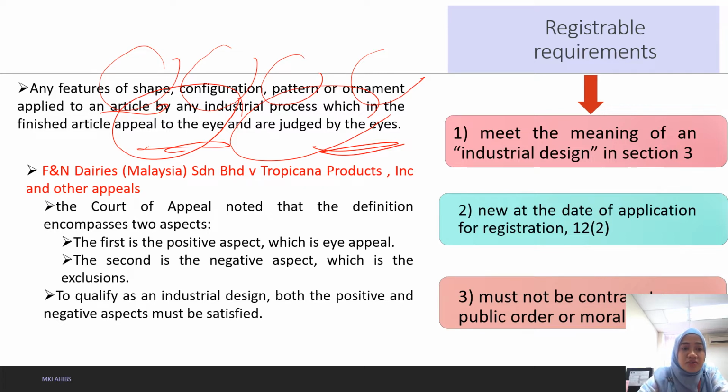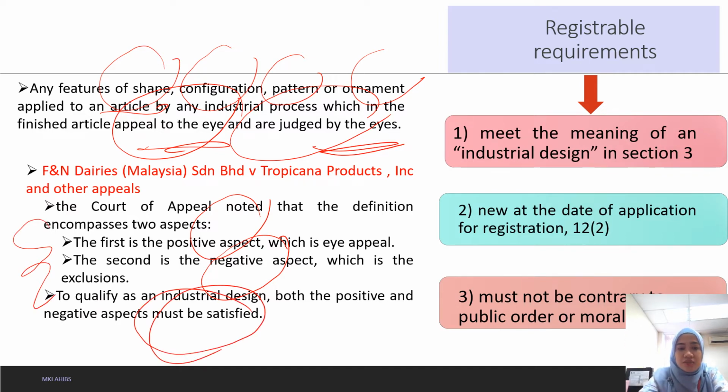Okay, so in the case of F&N Dairies Malaysia and Tropicana Products, the Court of Appeal noted that there are two aspects in the definition of ID. First, there is a positive aspect and there is a negative aspect, and these two aspects must be satisfied.